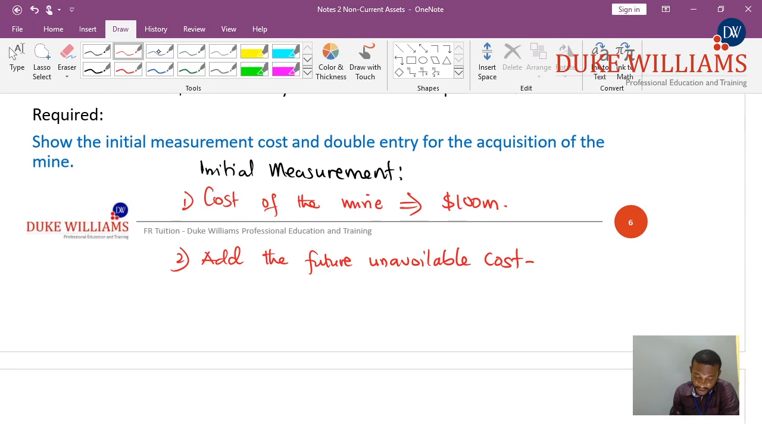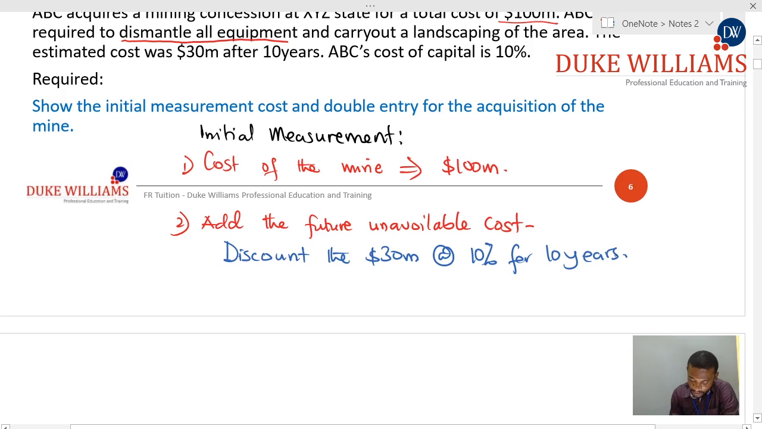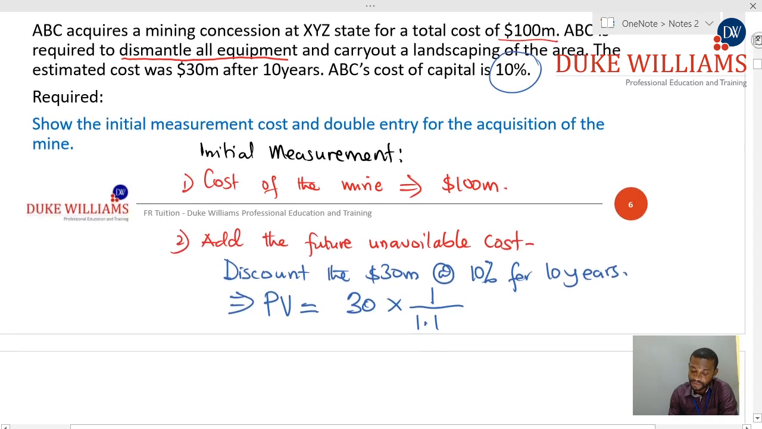Now, because this is several years away from now, which is 10 years away, we need to discount the 30 million at 10% for 10 years. So the present value of this future amount is equal to 30 million times, and often in the exam we could be given the discount factor, but when we are not given, we can find the discount factor this way: 1/1.1. So it's 100 plus 10%. 1.1 is 100 plus 10%, and the 10% is the rate of interest, which is the cost of capital.